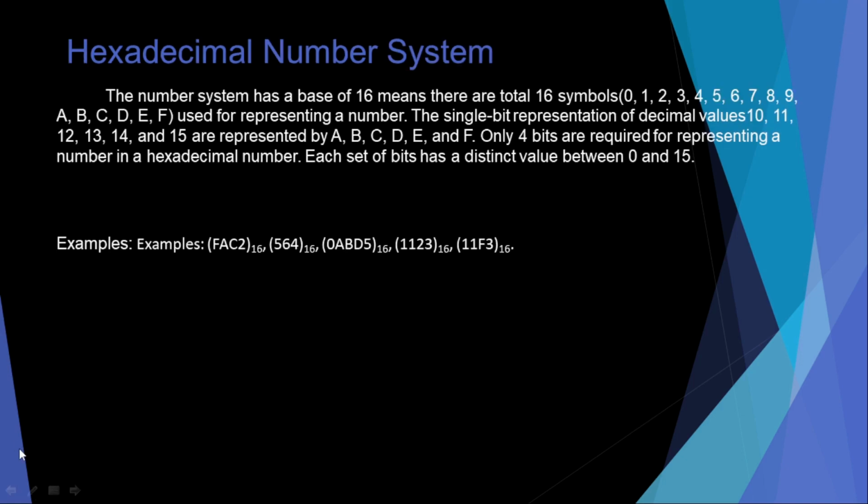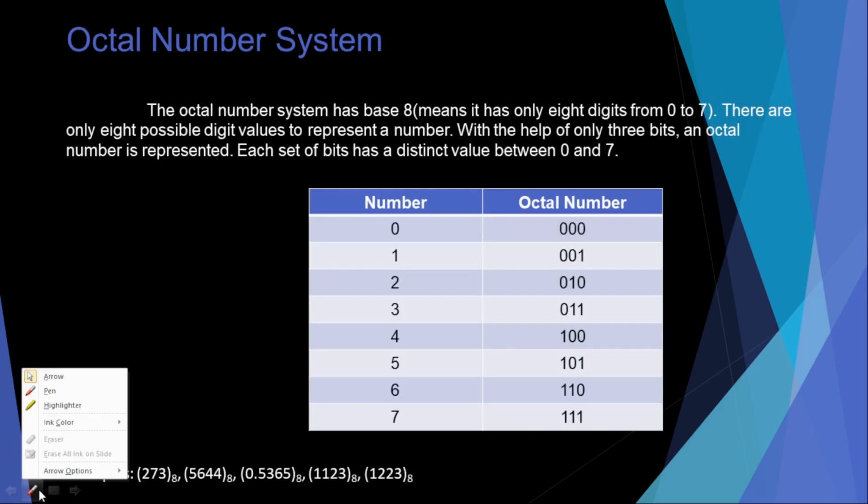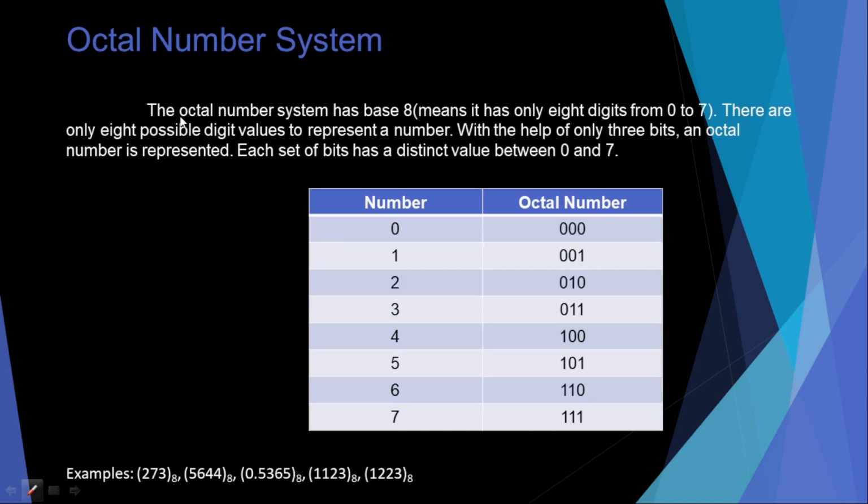Next type is the octal number system. The octal number system has a base value of 8. It contains values from 0 to 7. The decimal number system contains values from 0 to 9, but the octal number system contains values from 0 to 7, where 0 is the minimum value and 7 is the maximum value. Octal numbers are usually represented in 3-bit values.